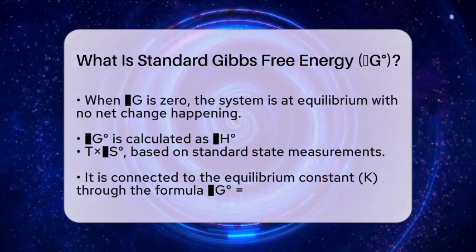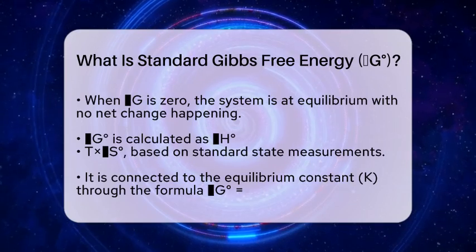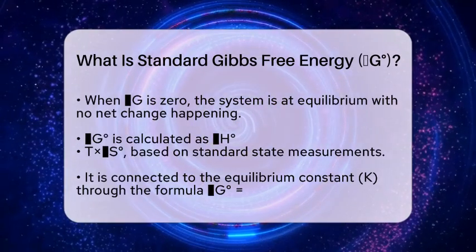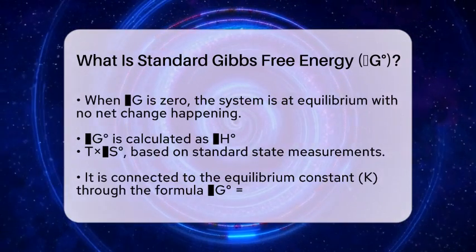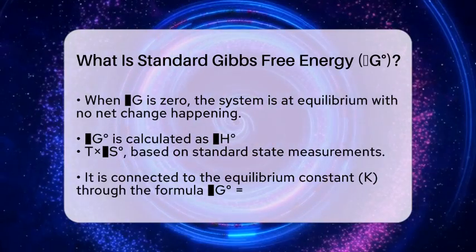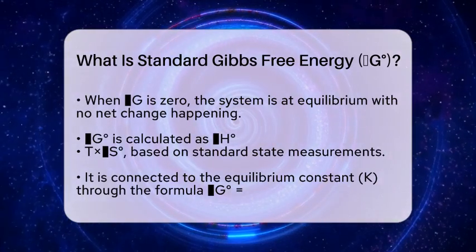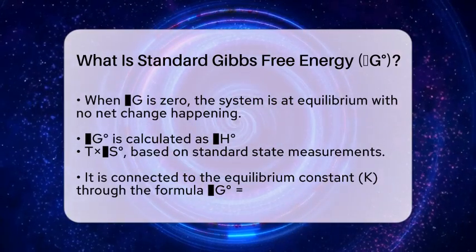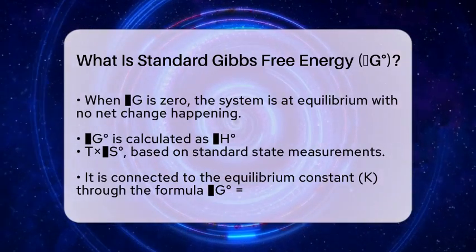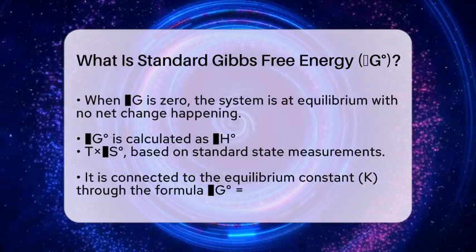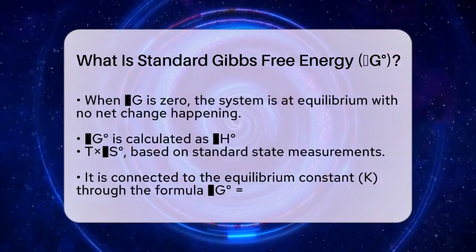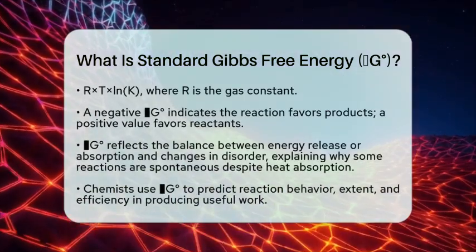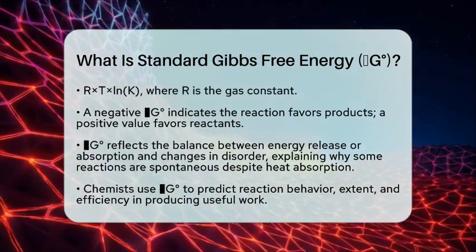ΔG° is also linked to the equilibrium constant, which tells us how far a reaction goes before stopping. The relationship is ΔG° equals minus R times T times the natural logarithm of the equilibrium constant, where R is the gas constant. If ΔG° is negative, the equilibrium favors products. If positive, reactants are favored.